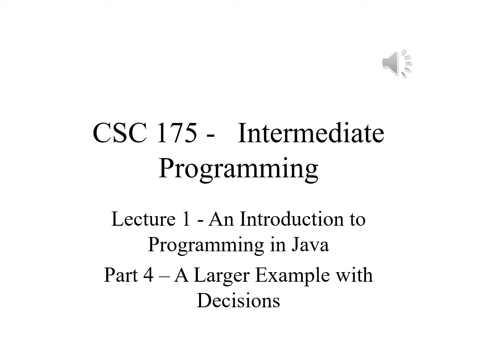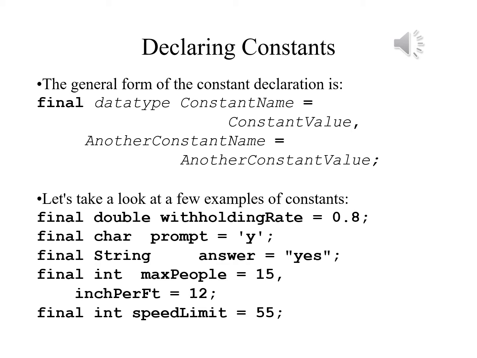In Part 4 of Lecture 1, we will look at a larger example with decisions. The general form for declaring constants is very similar to that we use for declaring variables with an initial value. The difference is that I put the word final in front. That means that's the final value it will have. It cannot change again. In general form, written out this way, it would be final, data type, constant name equals constant value, another constant name equals another constant value. They are separated by commas and they end with a semicolon.